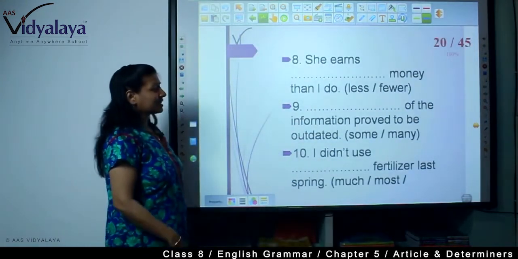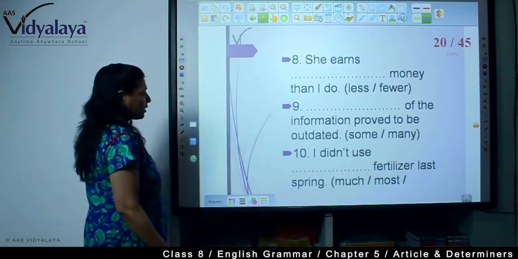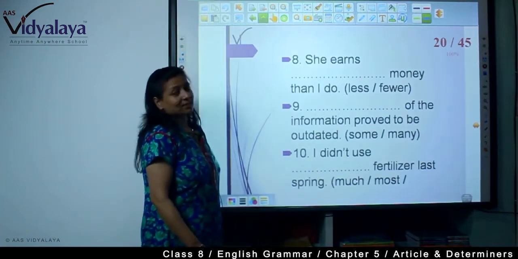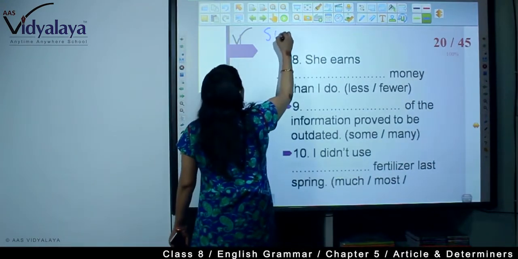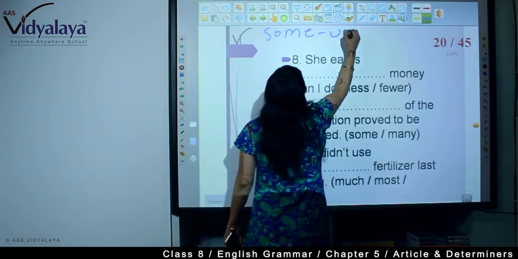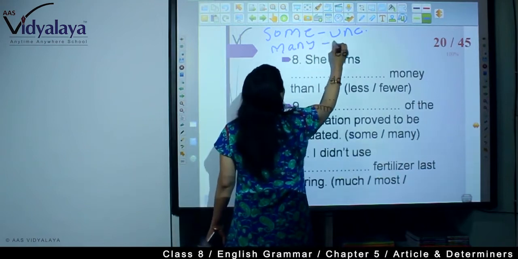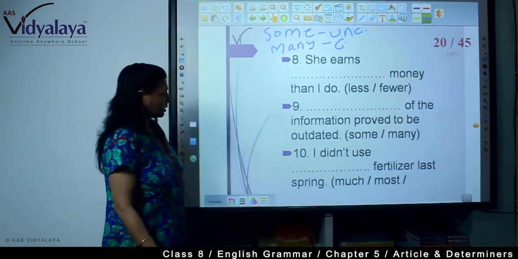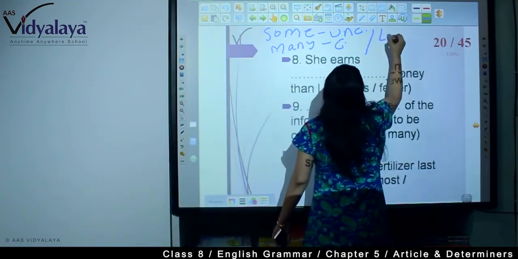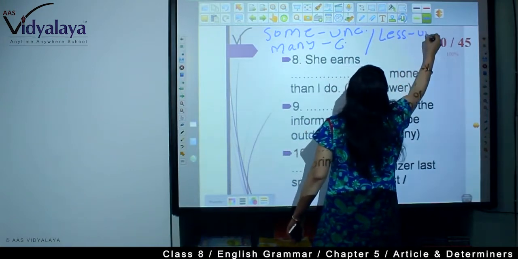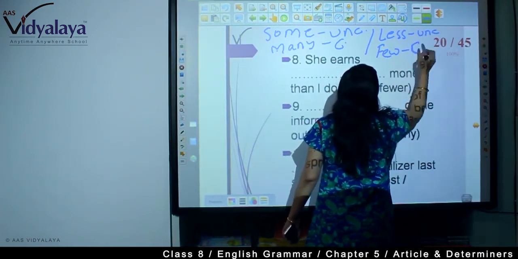She earns fewer or less money than I do. Of the information, some or many? Some for uncountable, many for countable. Some for uncountable, many for countable. Less for uncountable, fewer for countable. Less, uncountable; fewer, as you know, for countable.